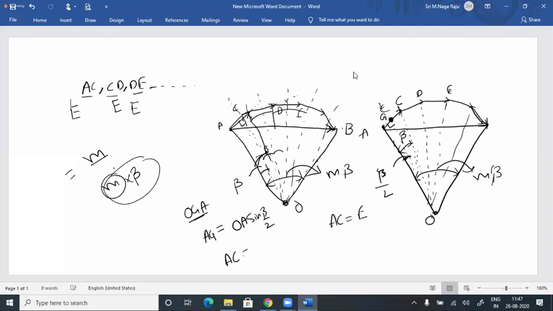But we know AC equals AG plus GC. AG and GC both are equal in magnitude because we have bisected. So this is OA into sine beta by 2 plus again GC also the same, OA into sine beta by 2. That is 2 into OA sine beta by 2. This is the EMF induced in conductor AC.